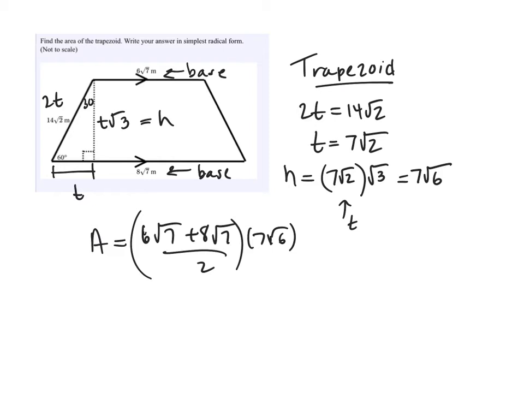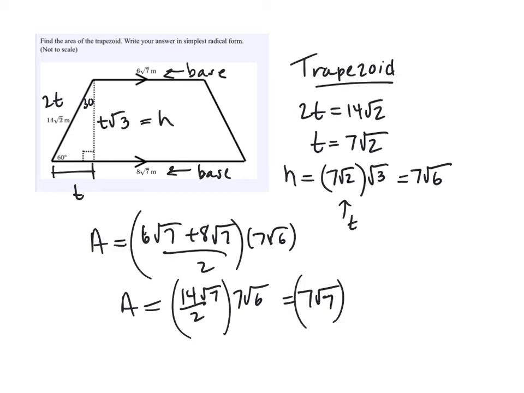6 root 7 and 8 root 7 make 14 root 7. So this would be 7 root 7 times 7 root 6, which is 49 root 42.